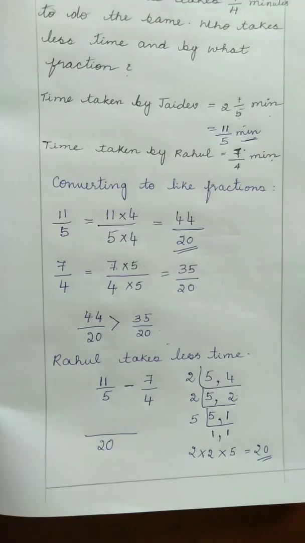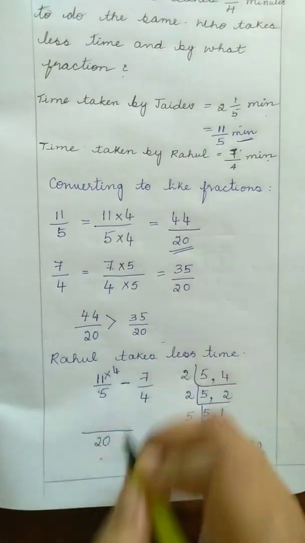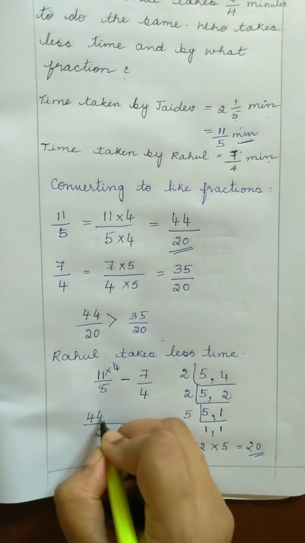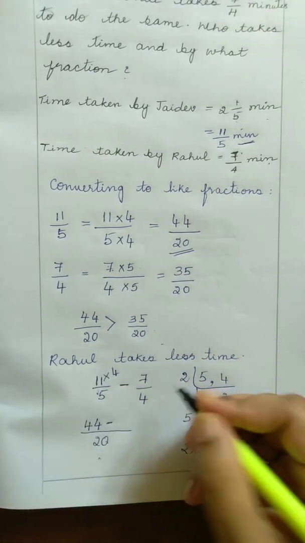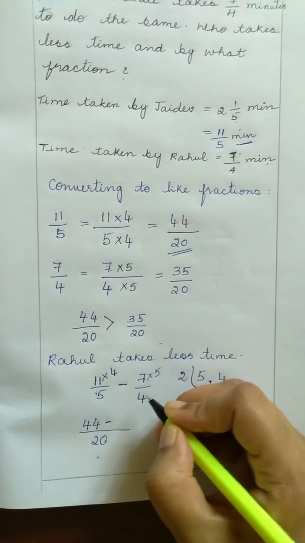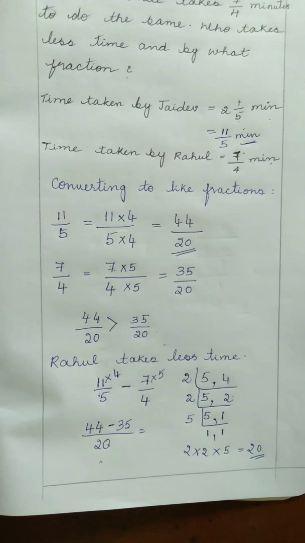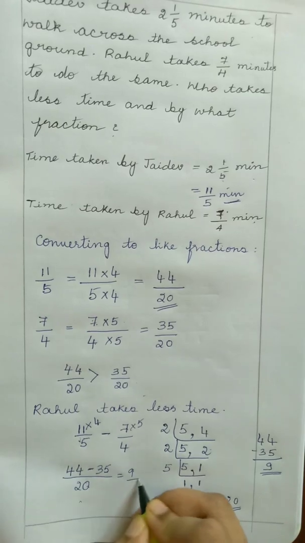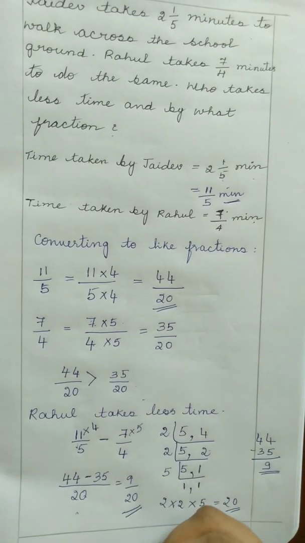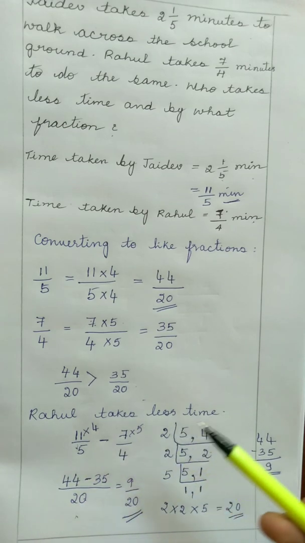Now we have the fraction 11 by 5 and 20 is the LCM. We know that 5 4s are 20. So multiply 4 to the numerator 11. So 11 4s are 44, minus 7 by 4 and LCM is 20. 4 5s are 20. So multiply 5 by 7, the numerator value. 7 5s are 35. Therefore, 44 minus 35, the value will be equal to 9 by 20. Therefore, the fraction will be equal to 9 by 20 and Rahul takes less time by the fraction 9 by 20.